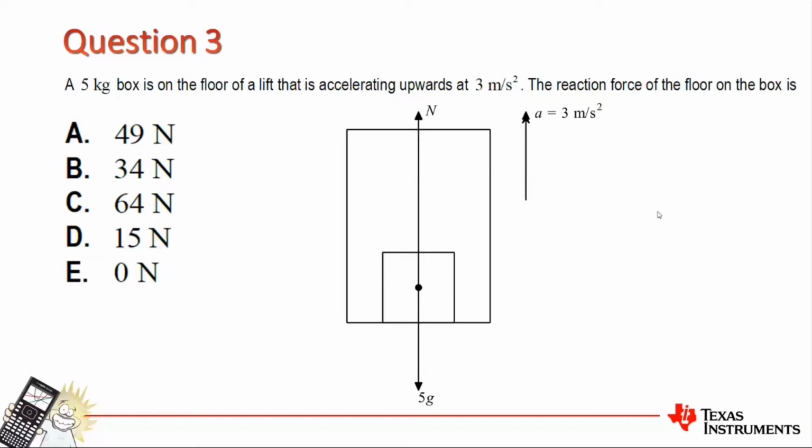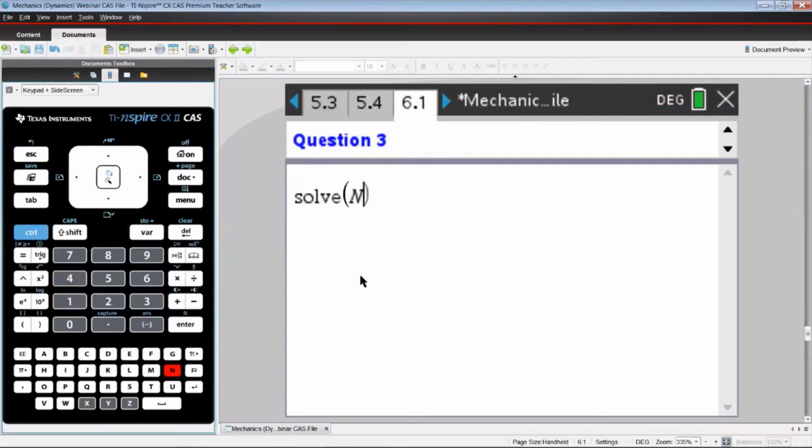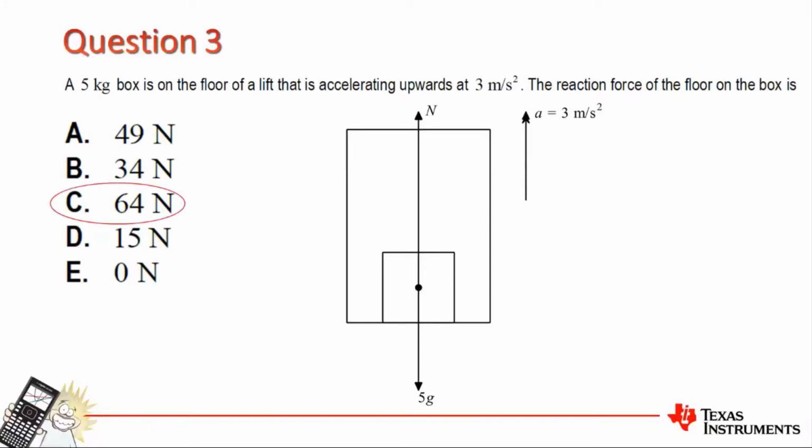To solve a question like this, again, we're going to look at the equation of motion for the box. We have the normal reaction force pushing the box upwards, which is being applied by the floor. We then have the gravitational force pulling the box downwards, and that is the net force, and that equals the mass multiplied by the acceleration. So all we have to do is go to menu 3.1, solve, and N is our normal reaction force, minus 5 times 9.8, which is our weight force, and that equals 5 times 3 for mass times acceleration. Solve for N, and we get 64. Going back to this, the answer is C, which is 64 newtons.